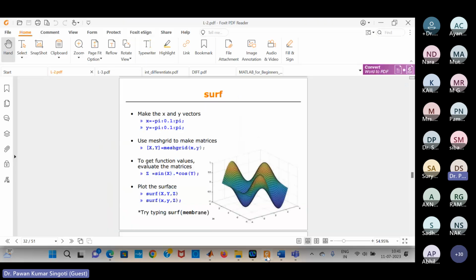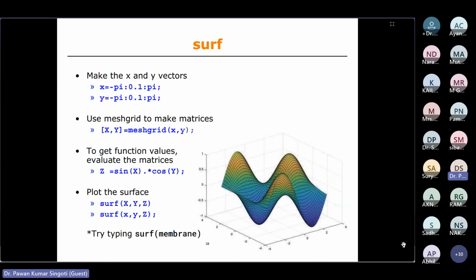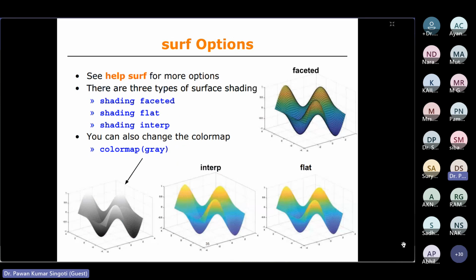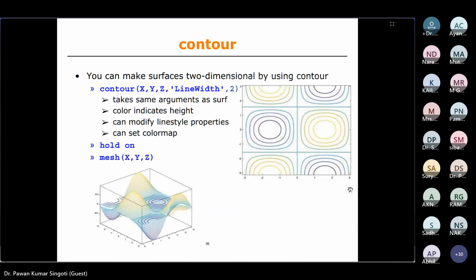Surface, meshing, meshgrids are there. For more explanation, you can also try surf, membrane, and this is the meshgrid. Different shading can also be used, such as shading faceted, interp, flat, and gray scale. This can be changed with the help of gray scale also. Next one, I already showed you for the same data points. It is showing the contour of this one. Again, if you type hold on, mesh xyz, it will show you this figure.